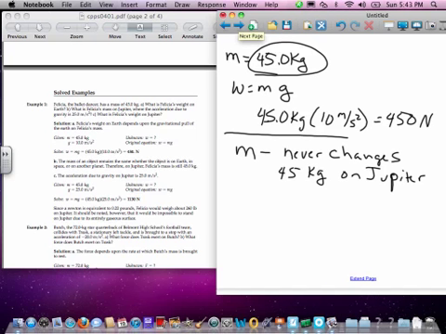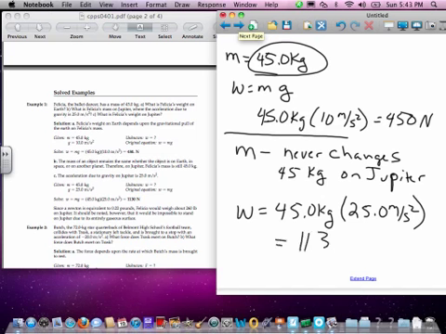But if we wanted to figure out her weight on Jupiter, her weight is now going to be the 45 kilograms times the acceleration on Jupiter, which it said was 25 meters per second squared. So that's going to obviously give her a little bit different weight. So if she's standing on a scale on Jupiter, she's going to weigh 1,130 newtons compared to her 450 when she's on the Earth.